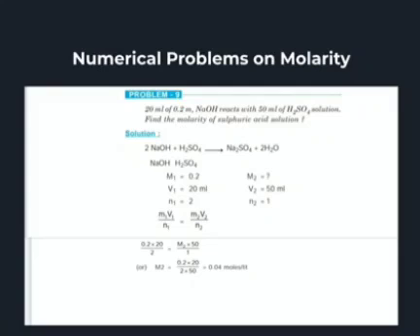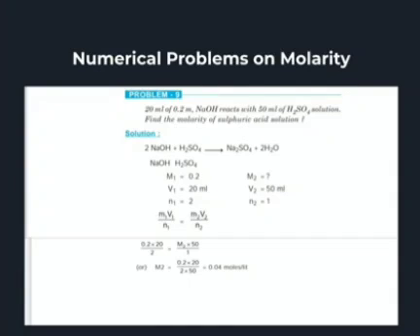Problem number 9. 20 ml of 0.2 molar sodium hydroxide reacts with 50 ml of H2SO4 solution. Find the molarity of sulfuric acid solution. Here the reaction is taking place between sodium hydroxide and H2SO4. The reactions which are taking place between acid and base are called neutralization reactions. Here the equation is 2 moles of sodium hydroxide reacts with 1 mole of H2SO4 in order to give 1 mole of sodium sulfate plus 2 moles of water.